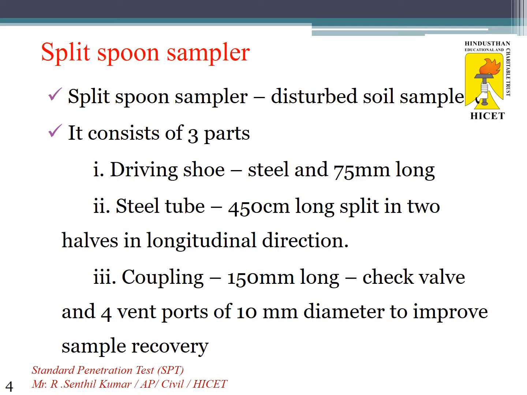It consists of three parts: driving shoe, steel tube and coupling. The first one, the driving shoe, is the bottom portion of the split spoon sampler. It is made of steel and is 75 mm long to cut the soil mass. The second one, the steel tube, is 450 mm long. It is split into two halves in the longitudinal direction. And the third part is the coupling. The coupling is 150 mm long. It consists of a check valve and four vent ports of 10 mm diameter. The vent ports are used to improve the sample recovery.